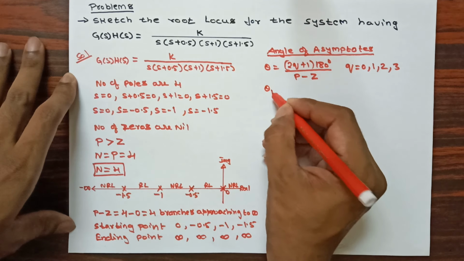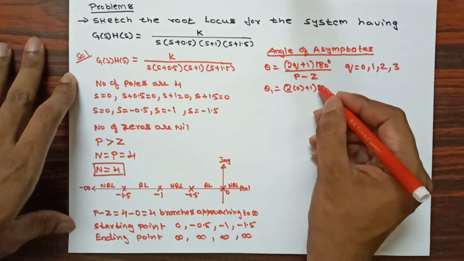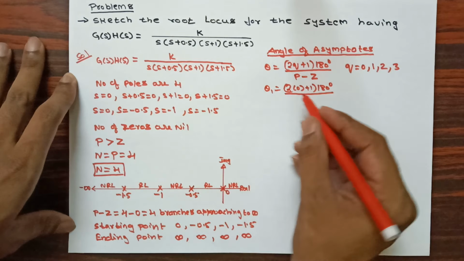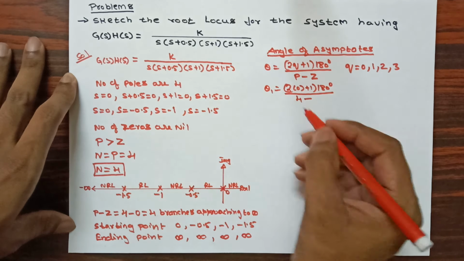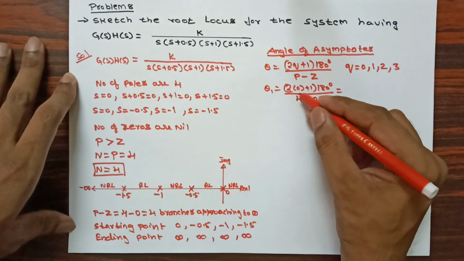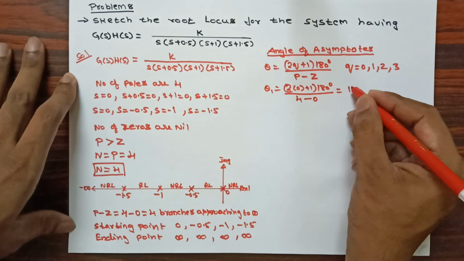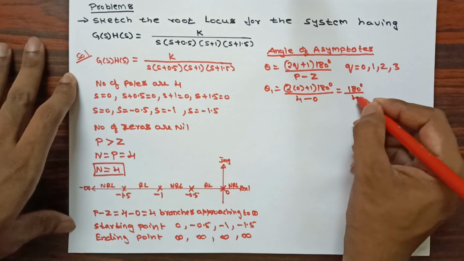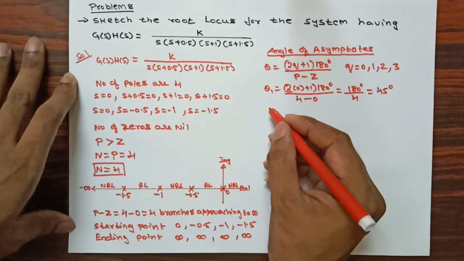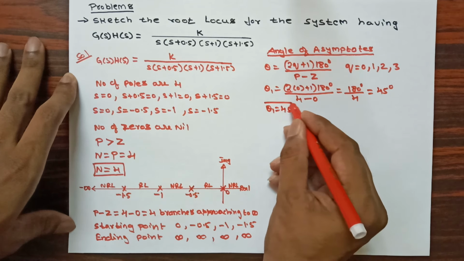First angle, theta 1, is equivalent to (2 into 0 plus 1) into 180 degrees divided by the number of poles, in this case 4, minus the number of zeros, nil, 0. So in this I am going to get (2 into 0, 0, plus 1, 1) into 180 degrees divided by 4, equivalent to 45 degrees. So I got the first angle, that is theta 1, 45 degrees.